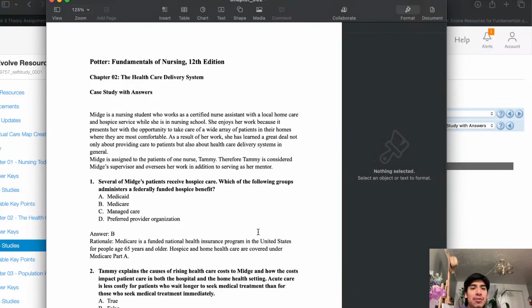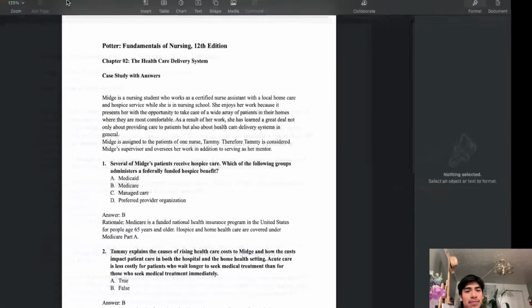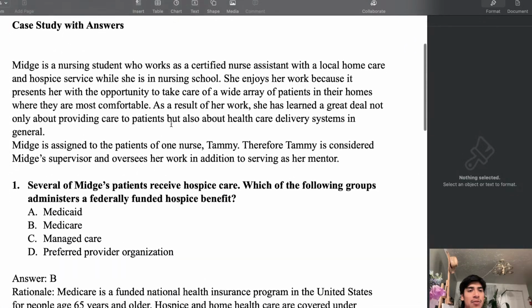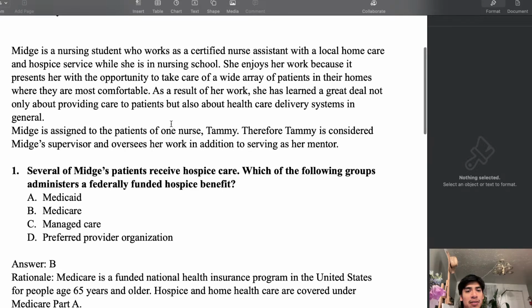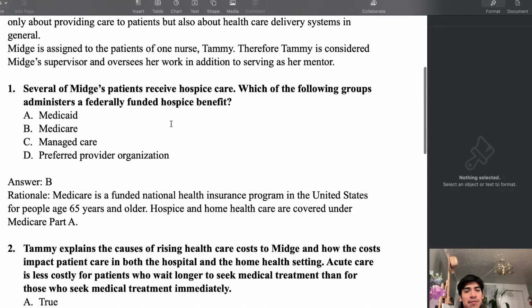All right, so chapter 2. Midge is a nursing student who works as a certified nursing assistant with a local home care and hospice service while she is in nursing school. She enjoys her work because it presents her with the opportunity. Okay, whatever. Number one, several of Midge's patients receive hospice care. Which of the following groups administer a federally funded hospice benefit? Okay, so this one's going to be Medicare.